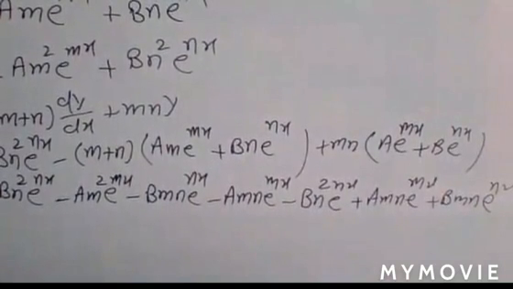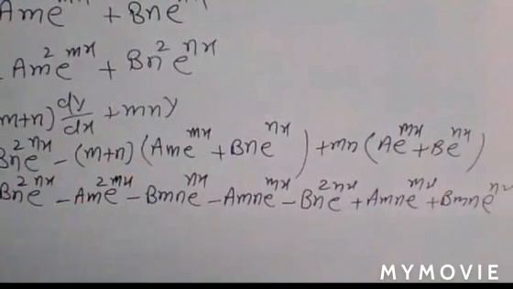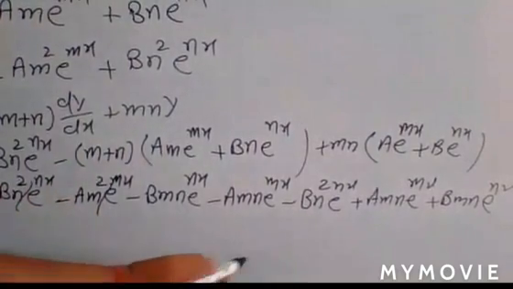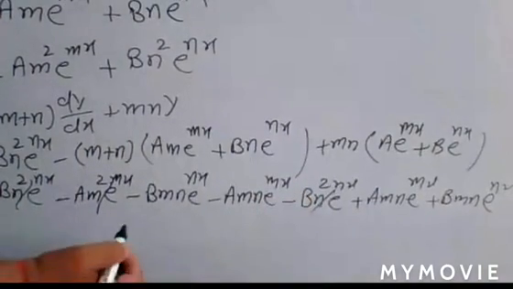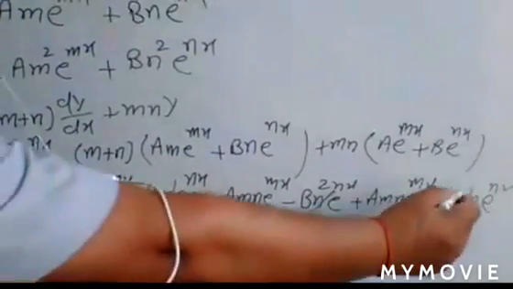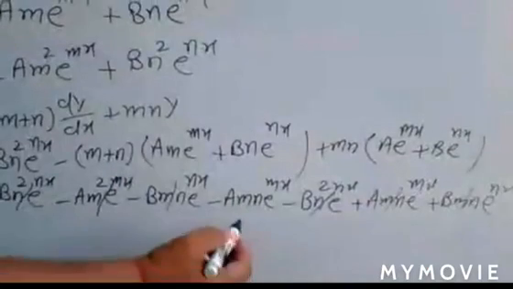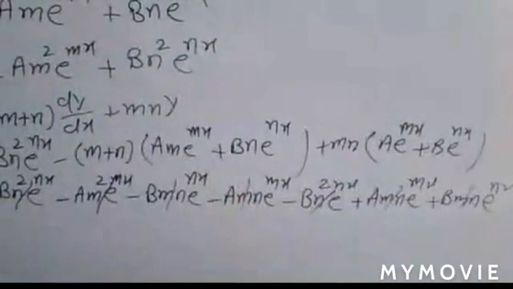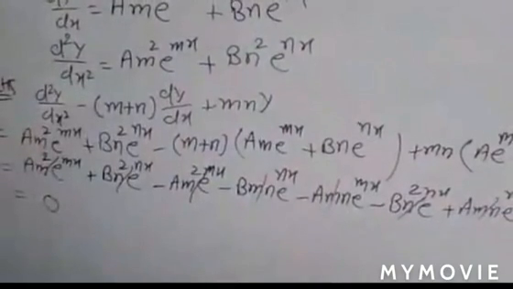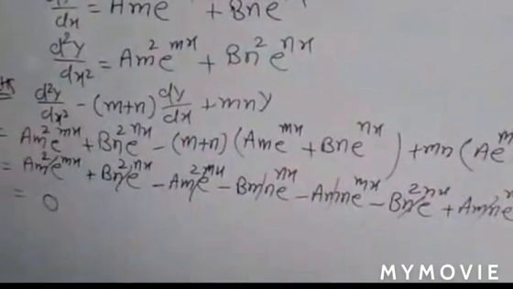So here you see that all of them are cancelled. So you write here 0. Check it. Am square and am square, bn square e to the power nx, bmn e to the power nx, bmn e to the power nx, amn e to the power mx, amn e to the power mx. So all the terms are cancelled and you have your result as 0. So that was asked in 2007 and 14.